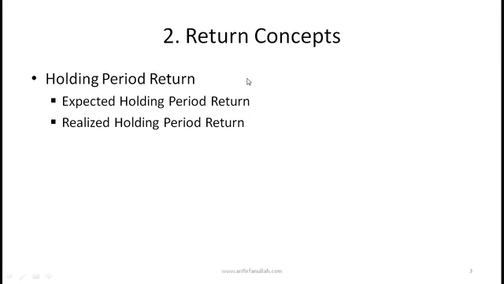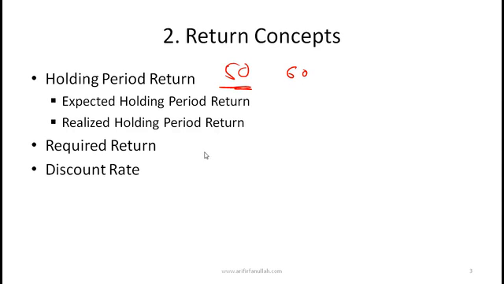When we talk about return concepts, I'm sure you remember the concept of holding period return. If you hold a stock for 6 months and the stock appreciates from, say, 50 to 60 and there is no dividend, your holding period return is $10 or 20%. What's the difference between the expected holding period return and the realized? Expected is what you expect at the beginning, and when you actually sell at the end, that's what you realize.